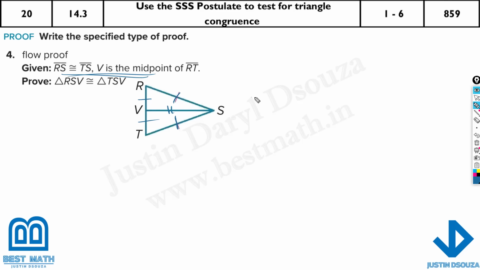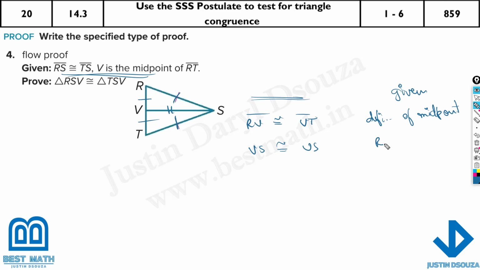See, this one given is given. Then I'm going to write RV is congruent to VT. The line RV and VT are congruent. It's because of the definition of midpoint. It's the midpoint because they've clearly told V is the midpoint of RT. And then I can tell VS is congruent to VS. It's the reflexive property. Reflexive property. And then you can just tell the last one, so that is SSS postulate.